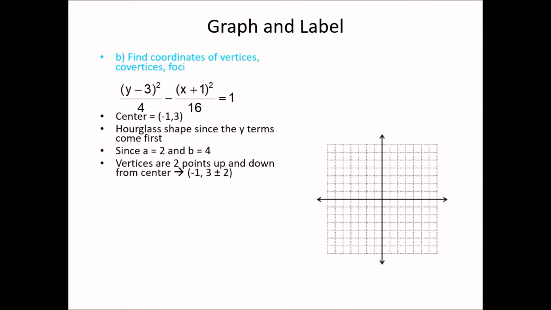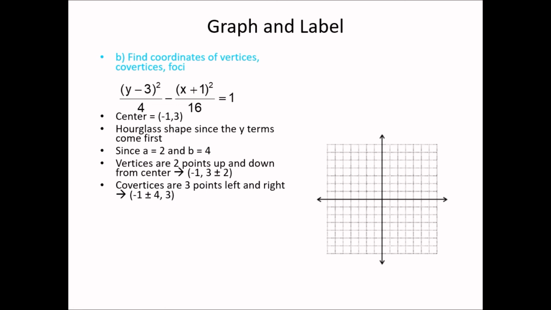Vertices for vertical hyperbola is H, K, plus minus A. The coordinate niya is H is negative 1, then K, which is 3, plus minus A. A natin is 2. Next, co-vertices are H plus minus B, K. Coordinates natin for co-vertices is H plus minus B, K. So, H is negative 1 plus minus B, 4, K, 3.